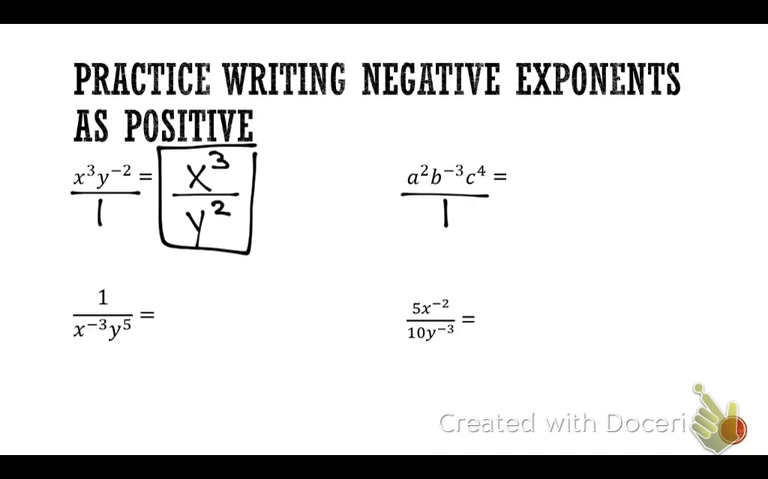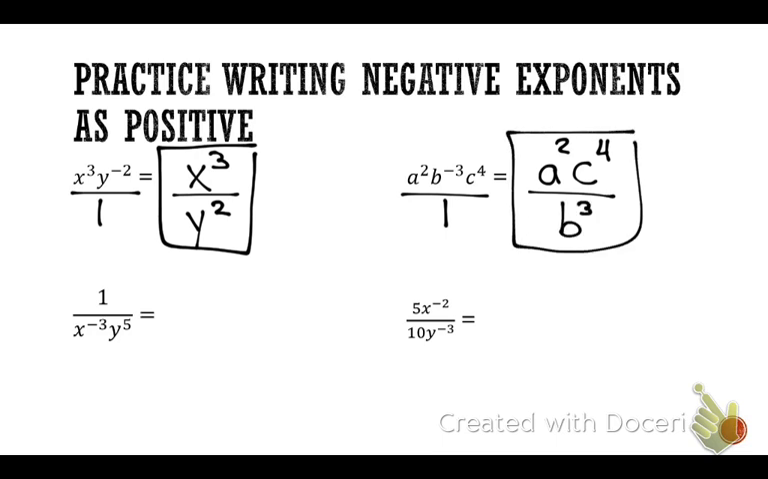B. Not A or C, because they have positive exponents. So I leave them in my numerator, A squared C to the fourth. Can I add those exponents together? No, because they don't have the same base. One's an A, one's a C. So I just leave them: A squared C to the fourth over B to the third. I only move the parts of the expression that have the negative exponent.